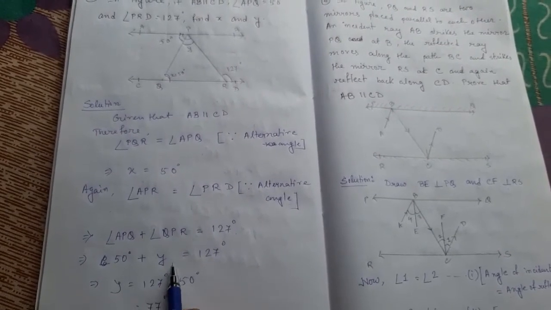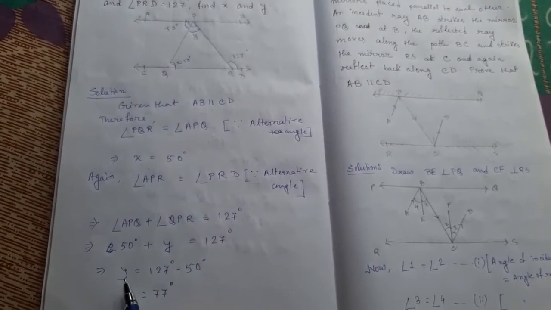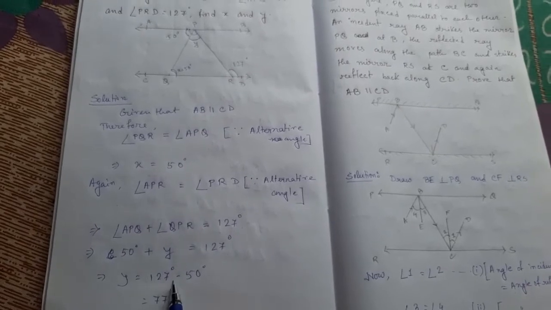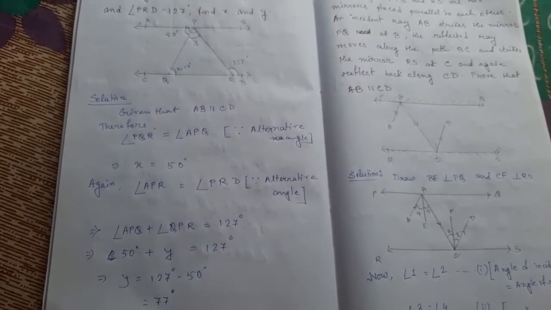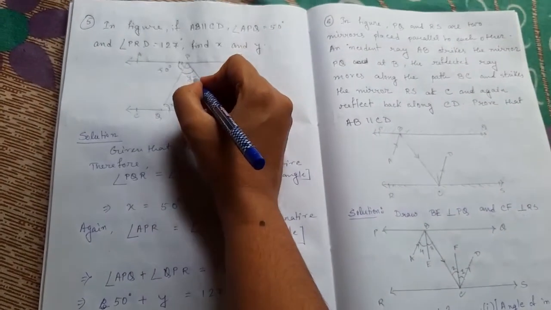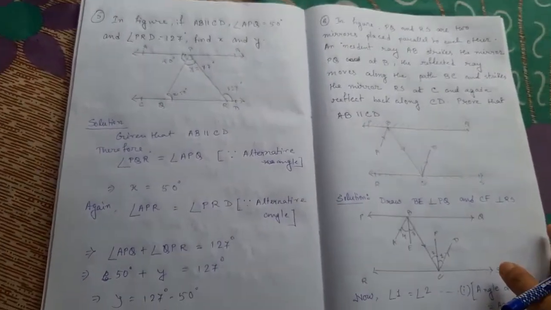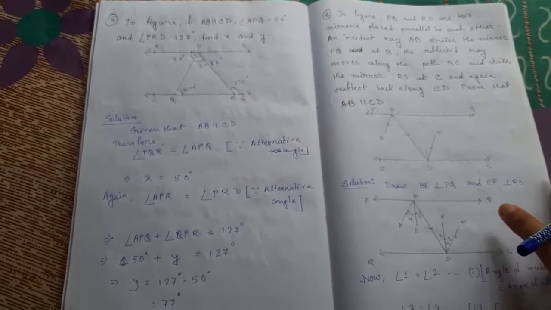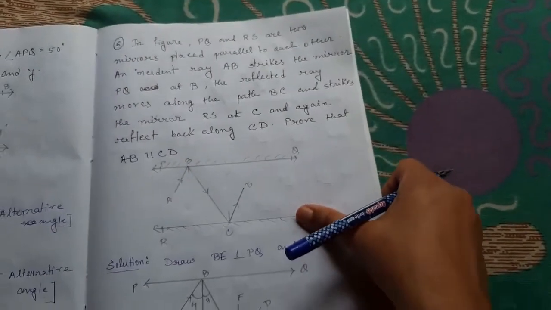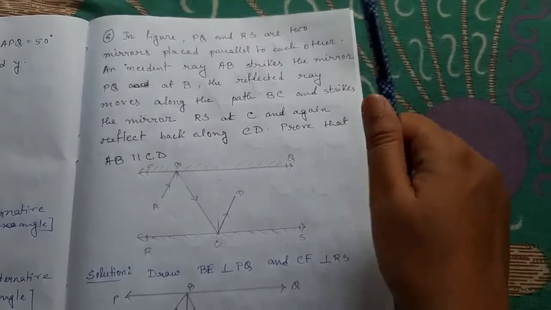So 50 degrees plus Y is equal to 127 degrees. That means the value will be 127 minus 50, that is 77 degrees. So the value of Y is 77 degrees. In this way you have to solve this question. Now the last question of this exercise, question 4.